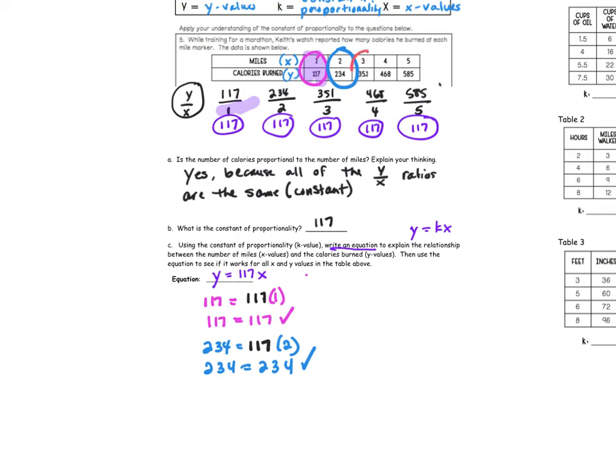Now we're going to go to the third ordered pair. And I see that the y value is 351. So I'm going to write down 351. And then I need my constant of proportionality. It's always going to be 117, at least for this table. And now I'm going to substitute my matching x value, which is 3. So on our calculator, we take 117 times 3. And when we do, we get 351 equals 351.